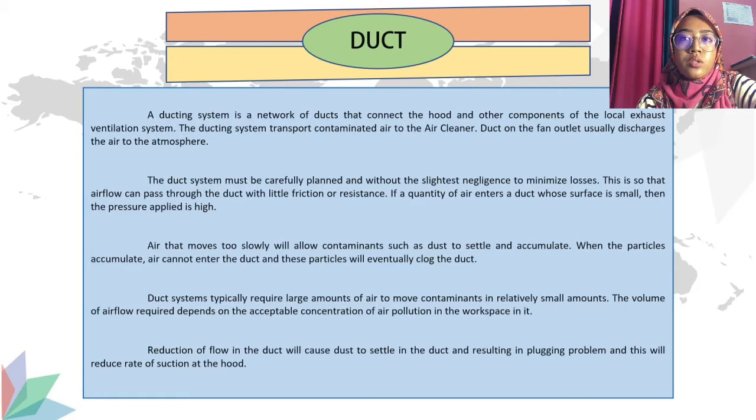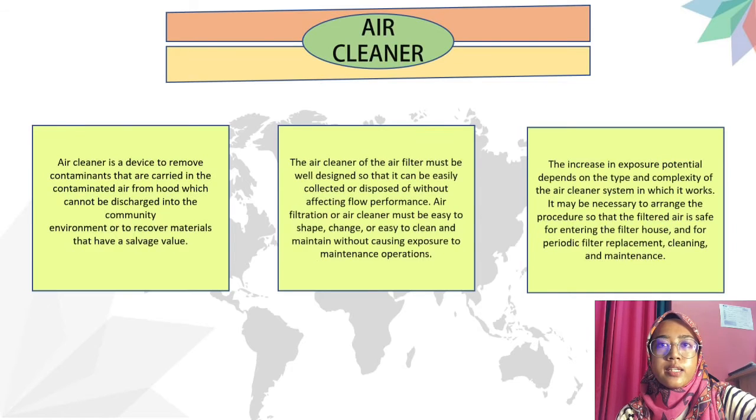Reduction of flow in the ducts will cause dust to settle in the ducts, resulting in plugging problems, and this will reduce the rate of suction at the hood. Air cleaner. An air cleaner is a device to remove contaminants that are carried in the contaminated air from the hood, which cannot be discharged into the community environment, or to recover materials that have a salvage value.